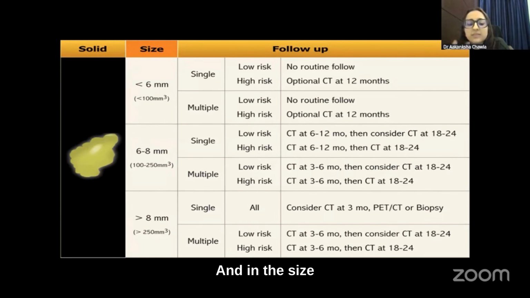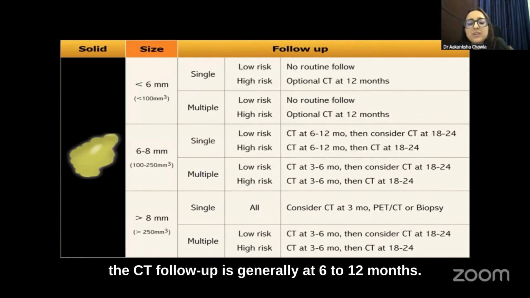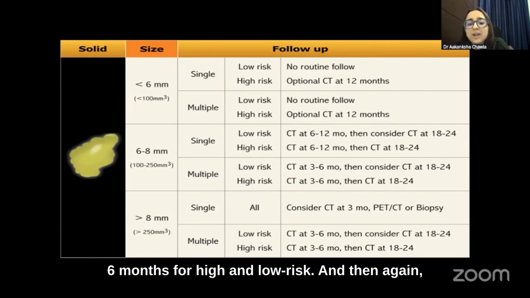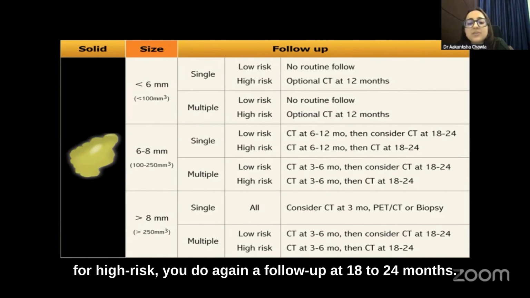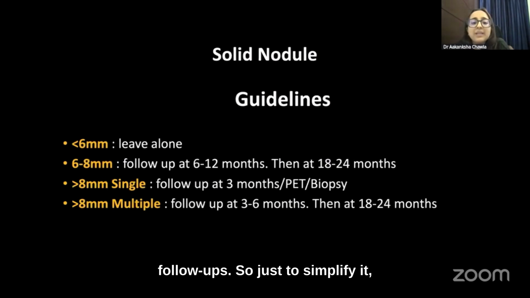And in the size of 6 to 8 mm, when you talk about single nodules, whether it's low risk or high risk, the CT follow-up is generally at 6 to 12 months. And for a higher risk, you do it at 18 to 24 months again. Multiple nodules are followed a little earlier in the group of 6 to 8 mm. So CT follow-up is done first at 3 to 6 months for high and low risk. And then again, for higher risk, you do another follow-up at 18 to 24 months. I know this is too many months and too many follow-ups.